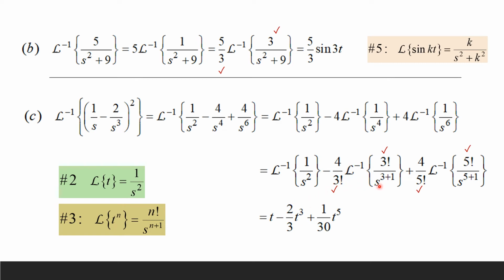Inverse of 3 factorial over s to the power of 3 plus 1, apply formula number 3. Now n is equal to 3, so the answer is t cubed. So negative 2/3 t cubed plus 4 over 120 becomes 1 over 30 times the inverse of 5 factorial over s to the power of 5 plus 1. This can be taken from formula number 3, where n is equal to 5. So the answer is t to the power of 5. Okay, so the result for this inverse is t minus 2/3 t cubed plus 1 over 30 t to the power of 5.